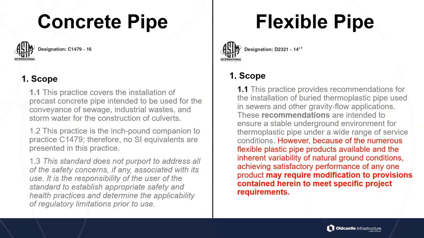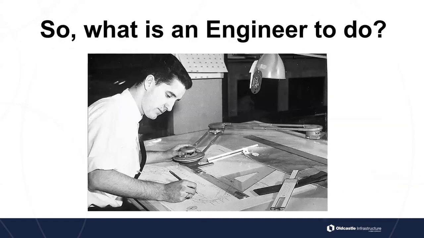So again, it's still putting all of that responsibility and onus on the engineer, because things change and things are so different from one project to the next and from one product to the next. It is up to the engineer to determine what they need to include in the plans to ensure that this is installed correctly. So what is an engineer to do?